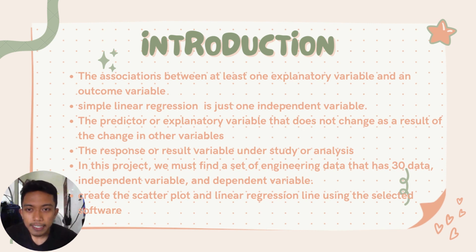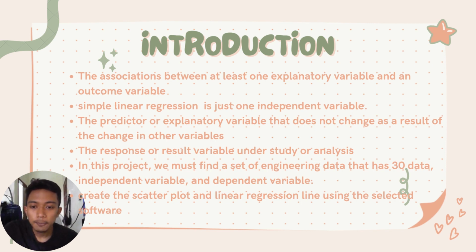In this video, I will explain about the introduction. First is the linear regression. Linear regression is the association between at least one explanatory variable and an outcome variable. These variables are called respectively as the independent and dependent variable. Independent variable is the predictor or explanatory variable that does not change as a result of the change in other variable. For the dependent variable is the response or the result variable under study or analysis.